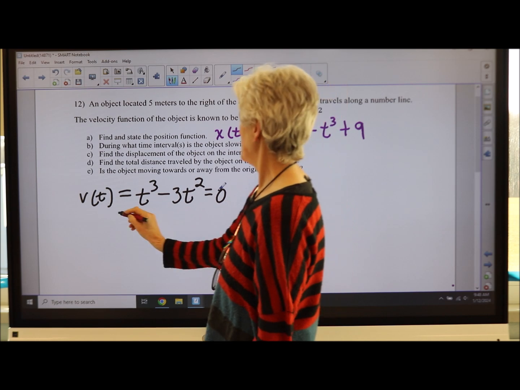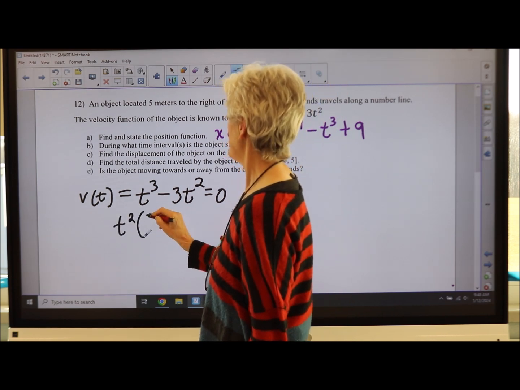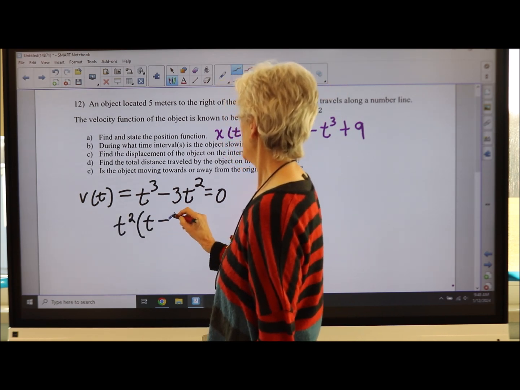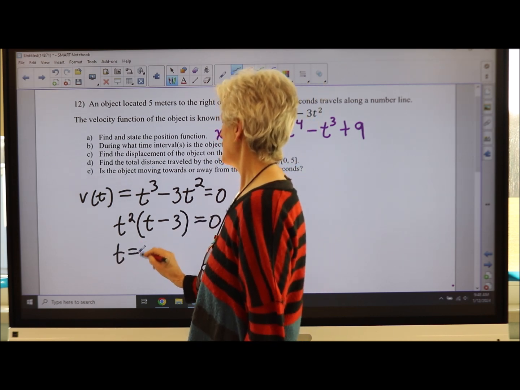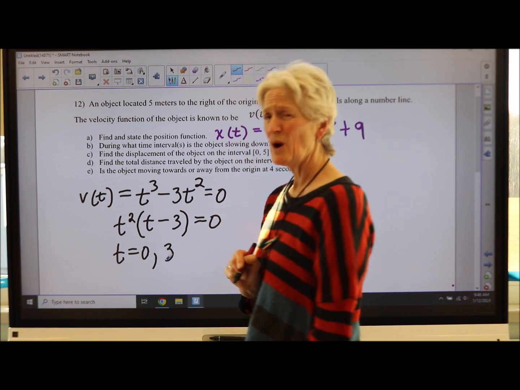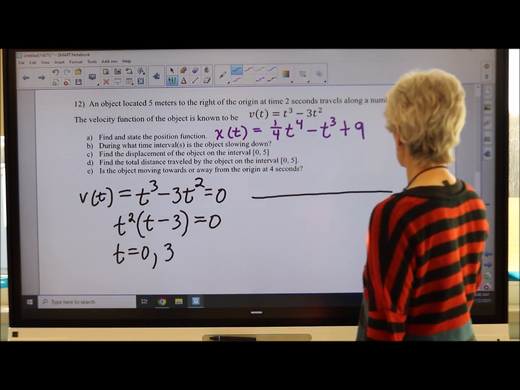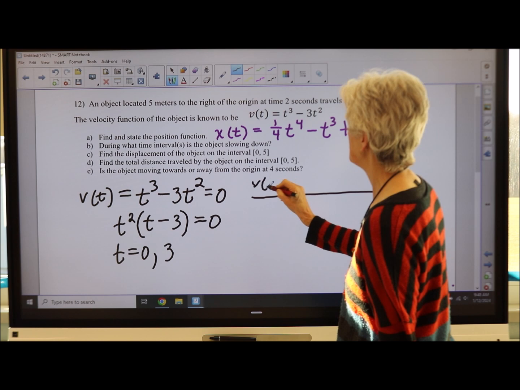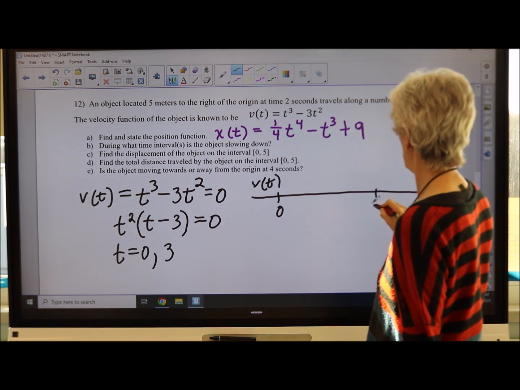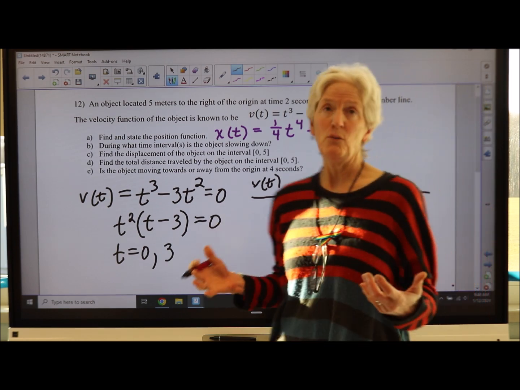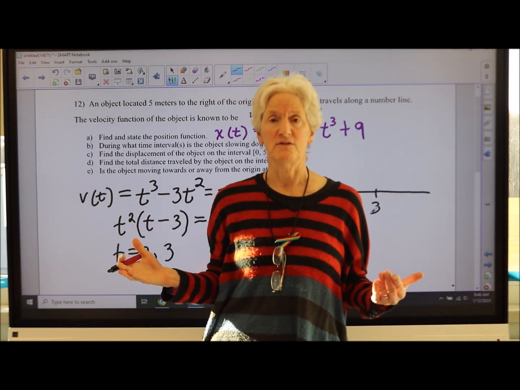All right, I'm going to factor out a GCF of t squared. Okay, so my velocity is going to be 0 at times 0 and 3. I'm going to make a nice little number line here. I'm going to label it. So 0, 3. And now I want to figure out, well, what's happening in between those times?